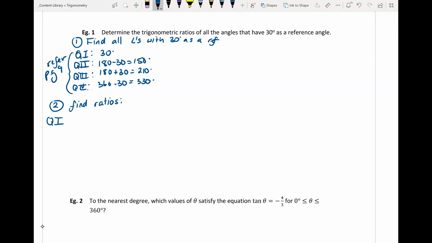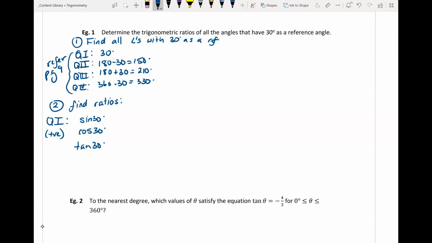We're going to focus on quadrant 1 first. This is where all of your ratios are going to be positive because it's in quadrant 1. Sine, cos, and tan are positive in quadrant 1. So then we're going to do sine of 30 degrees, cos of 30 degrees, and tan of 30 degrees.